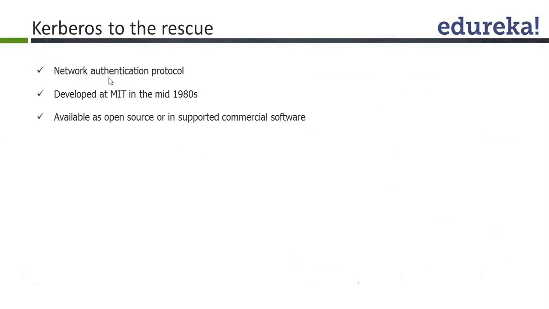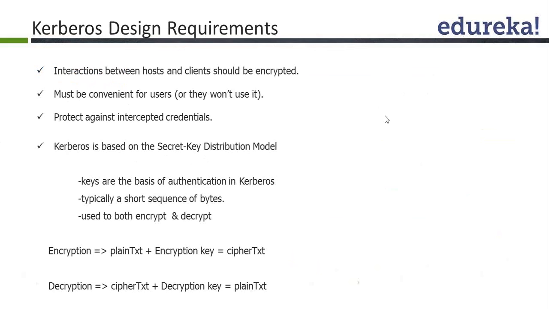Now we have Kerberos to the rescue, a network authentication protocol developed at MIT, available as open source, which we already talked about. The interaction between the host and the client should be encrypted and easy for users to use, and protect against intercepted credentials. When you send your user ID and password, nobody should be able to hack onto the network and read your username and password. So with Kerberos, you're not sending your password, you'll be sending an encrypted token, which is decrypted at the other end.